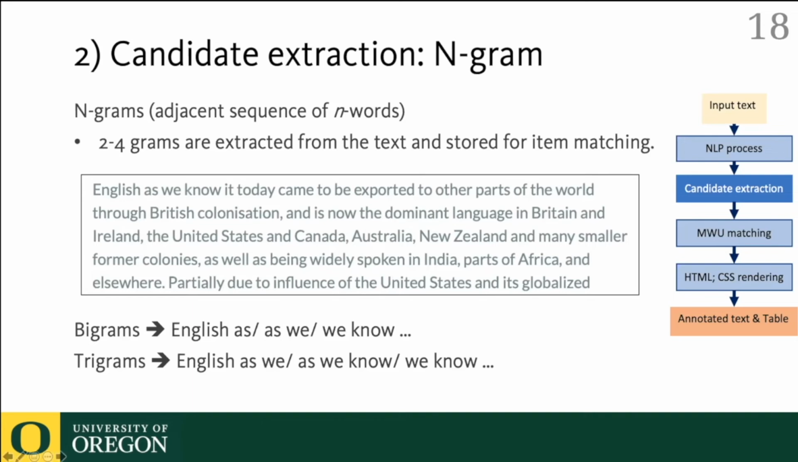Using this example, we have the expression. We can extract expressions such as "English as we know", etc. And so at this stage, all the potential n-grams are extracted and retained for the next step, list matching.